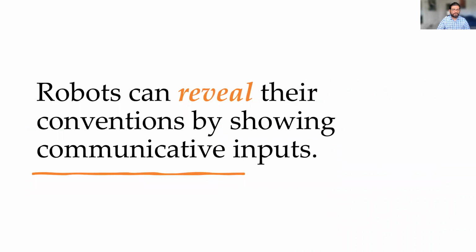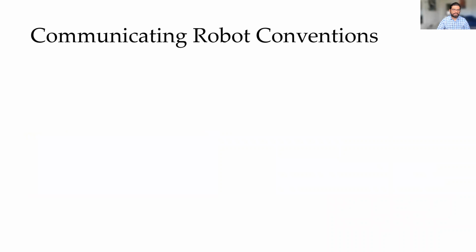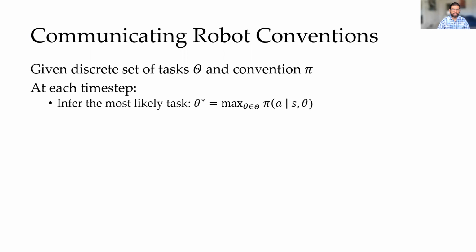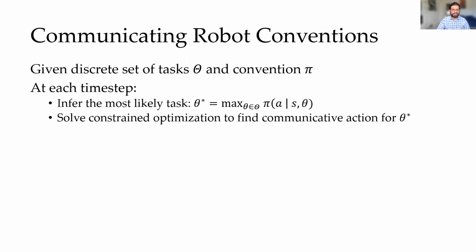So what can robots do to convey their conventions? Through this work, what we found is that robots can reveal their conventions by showing communicative inputs. What I mean by that is when a robot is given a discrete set of tasks, theta, and it has a specific convention pi in mind, the robot takes in the human's inputs at each time step and estimates which task the robot is working towards. Once it figures out the task, instead of just helping the human with their task, the robot can leverage constrained optimization to find an action that reveals the convention that the robot has in mind.